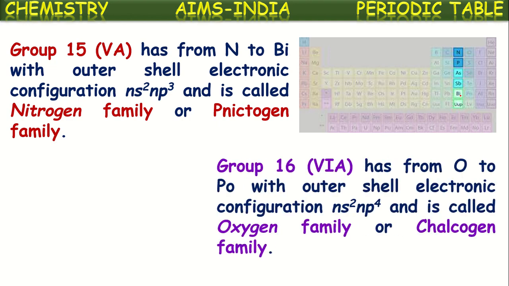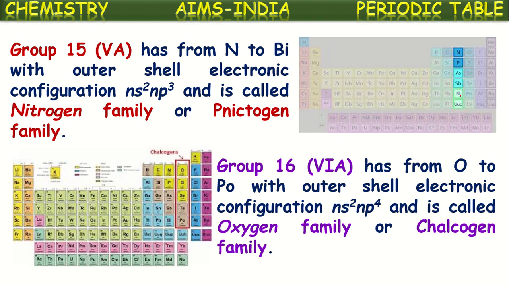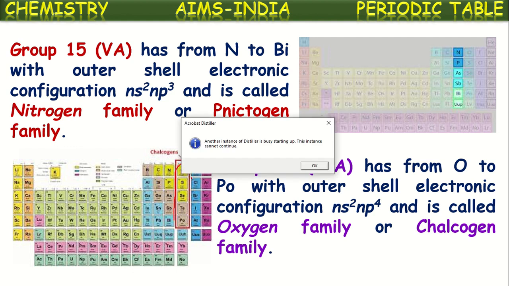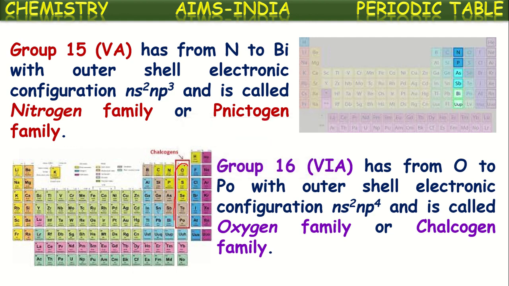Next, the 16th group or 6th A group. What are those elements? Here you can see oxygen, sulfur, selenium, tellurium and polonium. These elements are called 6th A group elements or 16th group elements. They have the general electronic configuration ns2 np4. These elements are called the oxygen family because the starting element of this group is oxygen.